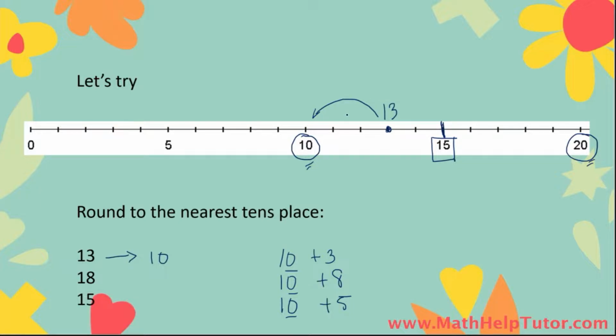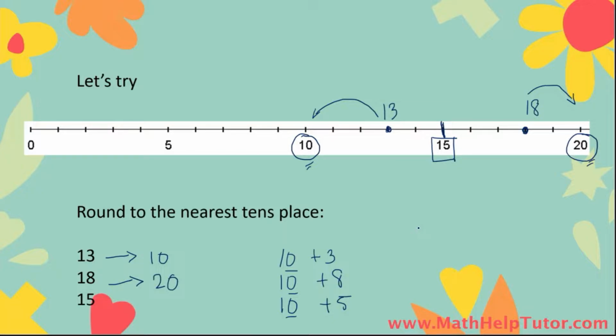So let's try 18. If this is 15, this is 16, 17, so 18 should be here. Now you can see that 18 comes after 15 or is larger than 15. So we could say that 18 is nearer to 20 than it is to 10. So the answer to rounding 18 to the nearest tens place is 20.